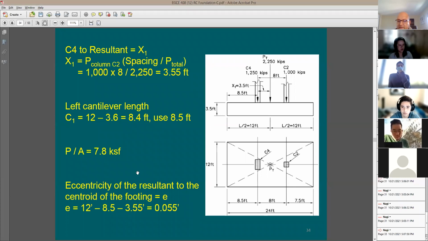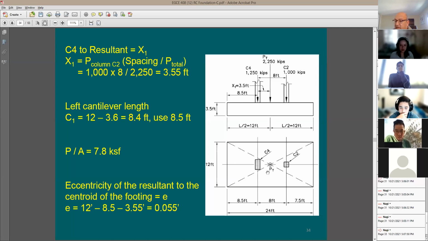I'm going to make it here 3.6. So I'm going to make this, in reality, 3.5 feet, 8.5, 7.5. So now this C1 is going to be 8.5 feet. If this is going to be 3.5, this is going to be 8.5.